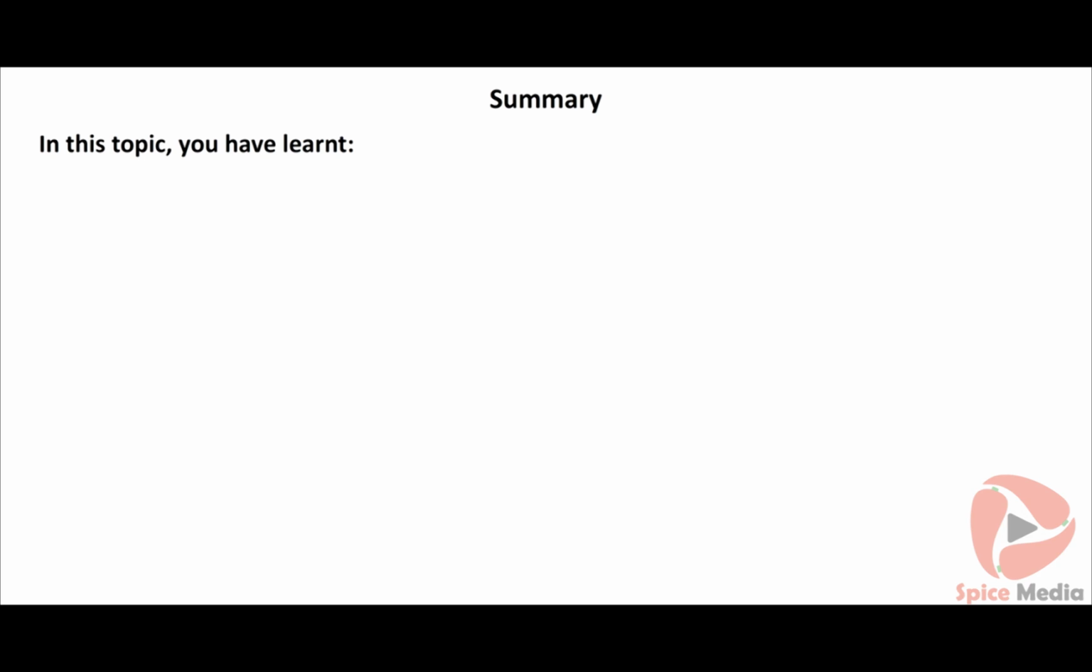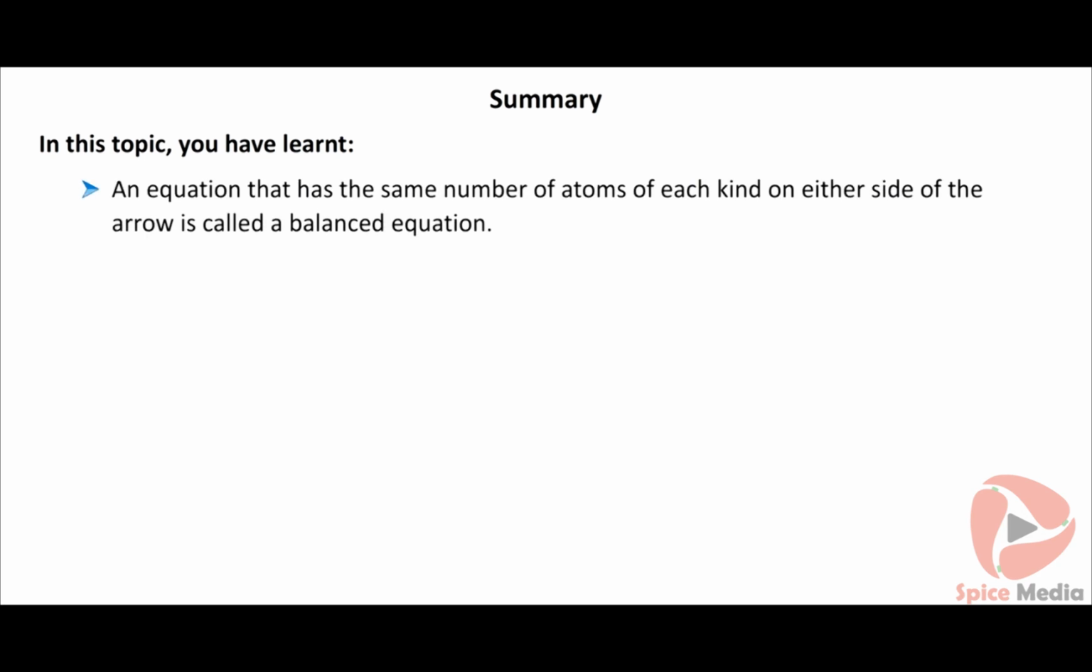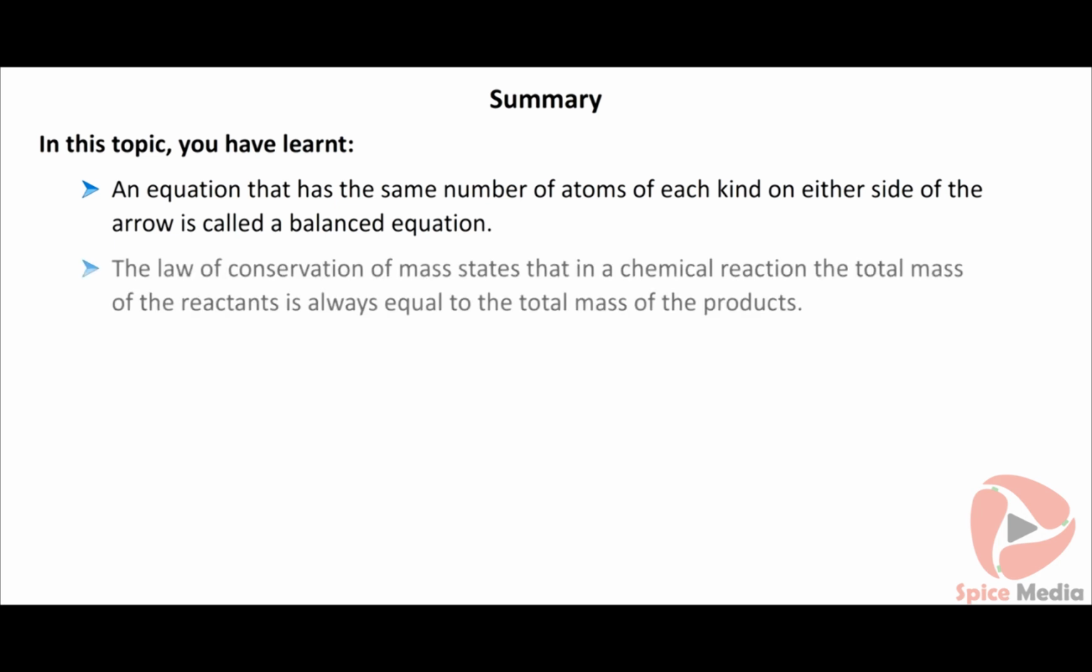In this topic, you have learned that an equation that has the same number of atoms of each kind on either side of the arrow is called a balanced equation. The law of conservation of mass states that in a chemical reaction, the total mass of the reactants is always equal to the total mass of the products.